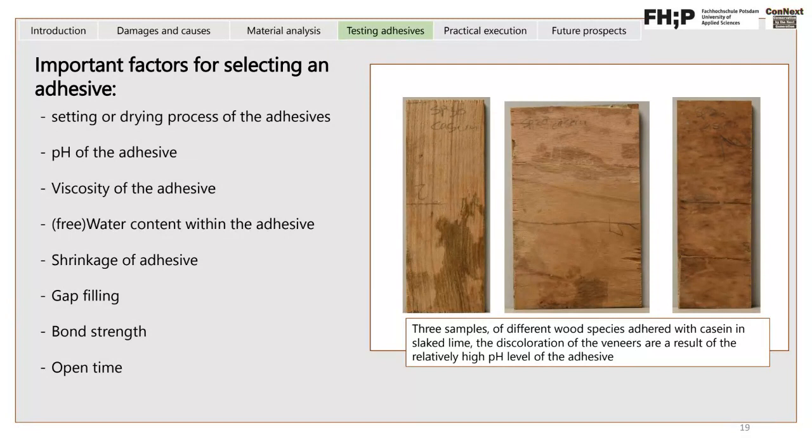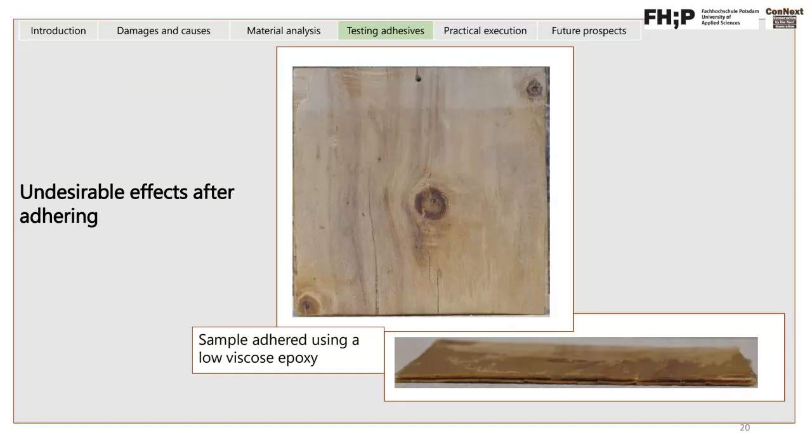Here are some examples of less compatible adhesives and their negative outcome. For instance, here in this image, you see a casein, which has a high pH, and it can cause irreversible staining within the veneers. A low viscosity of adhesives may lead to starved joints and too much penetration of the veneers. And this can have irreversible damaging effects on an object.